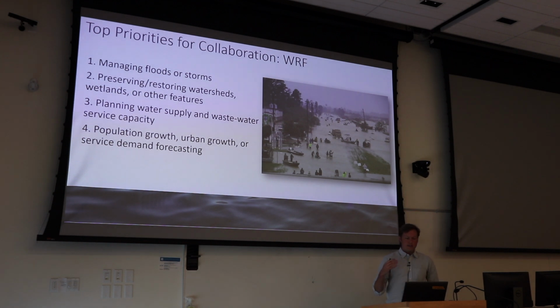So we asked these different audiences, where should there be coordination? So the water resource managers said the top priority is managing floods or storms. We need to be avoiding situations like this. We need to preserve or restore watersheds, wetlands, or other features. There's concern over development occurring that would impact our water supplies. There needs to be long-term planning for water supply and wastewater service capacity. What happens when you just endlessly permit new development in a city? Will there always be enough water to support that growth?